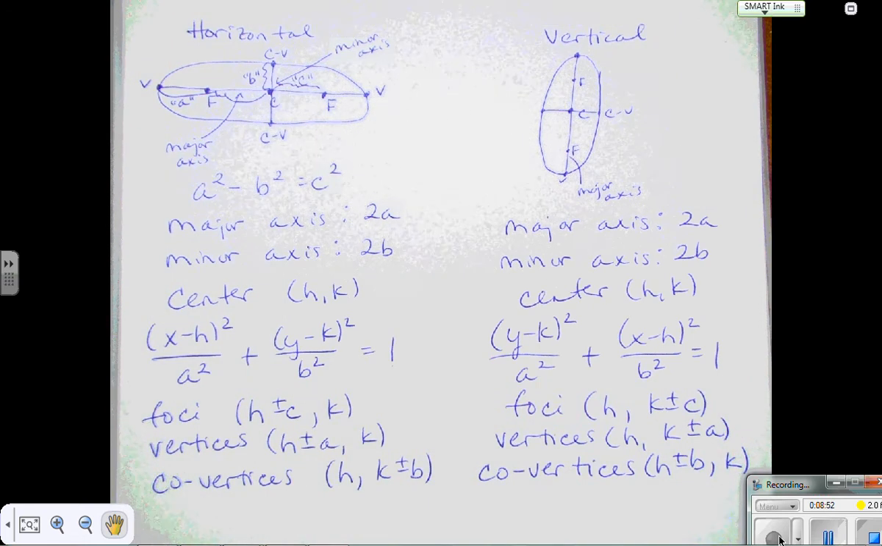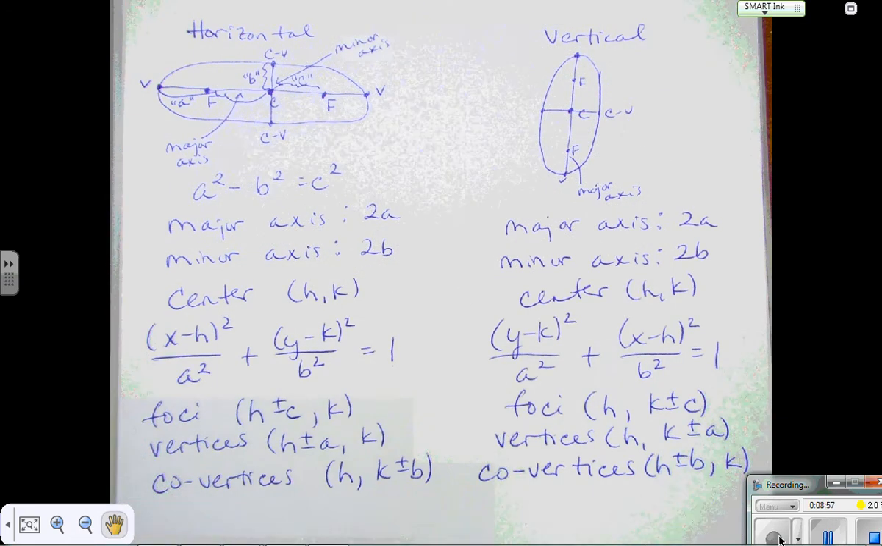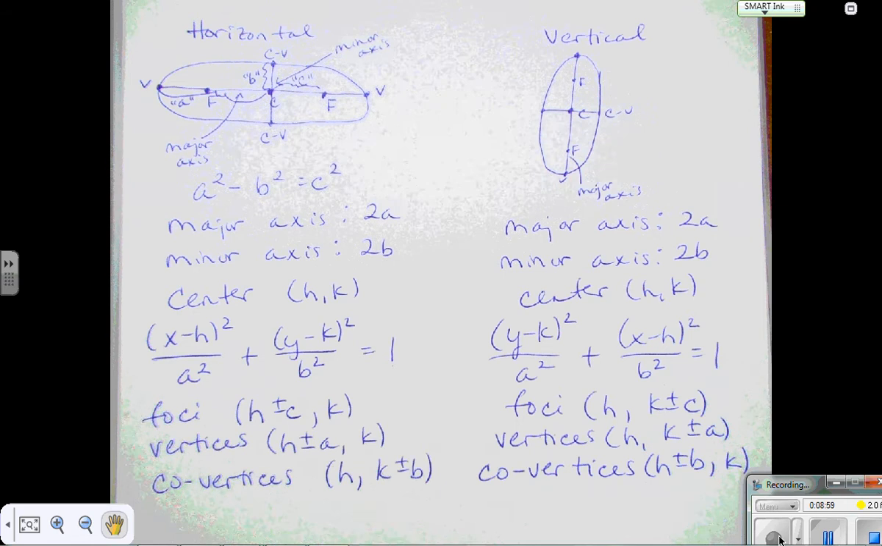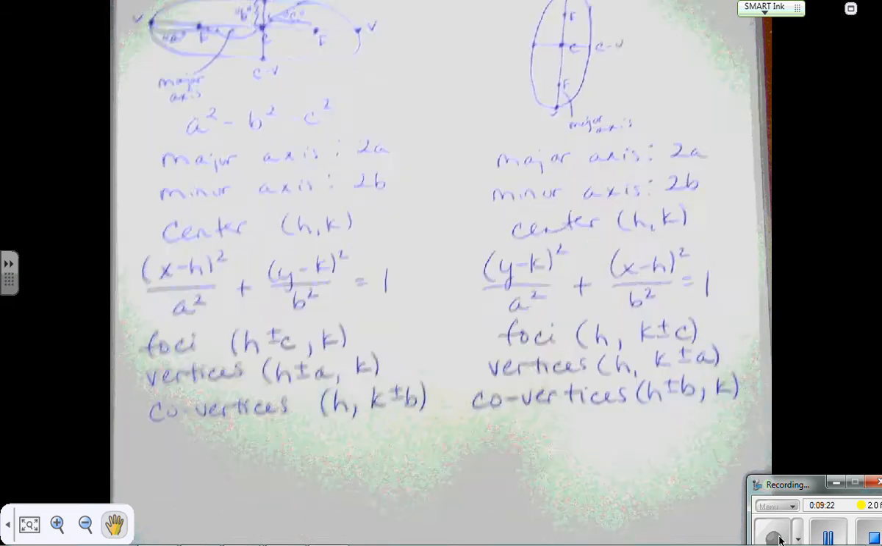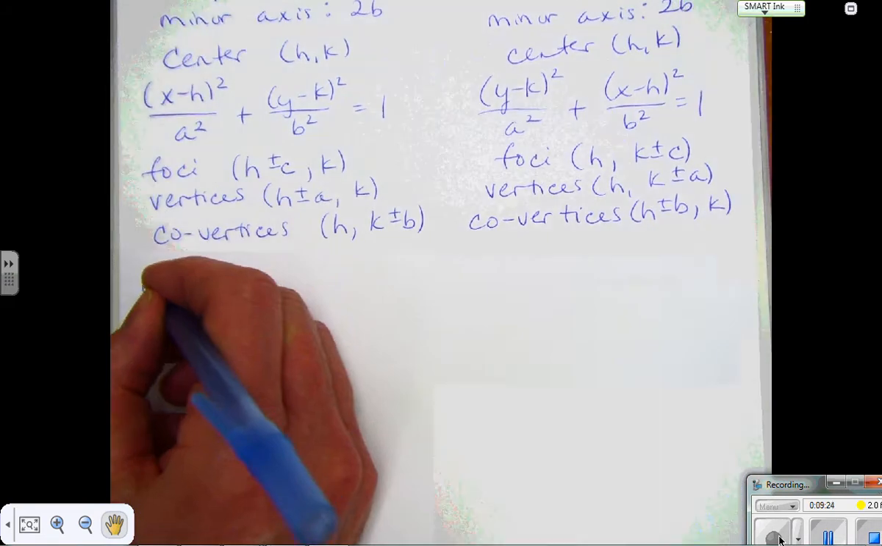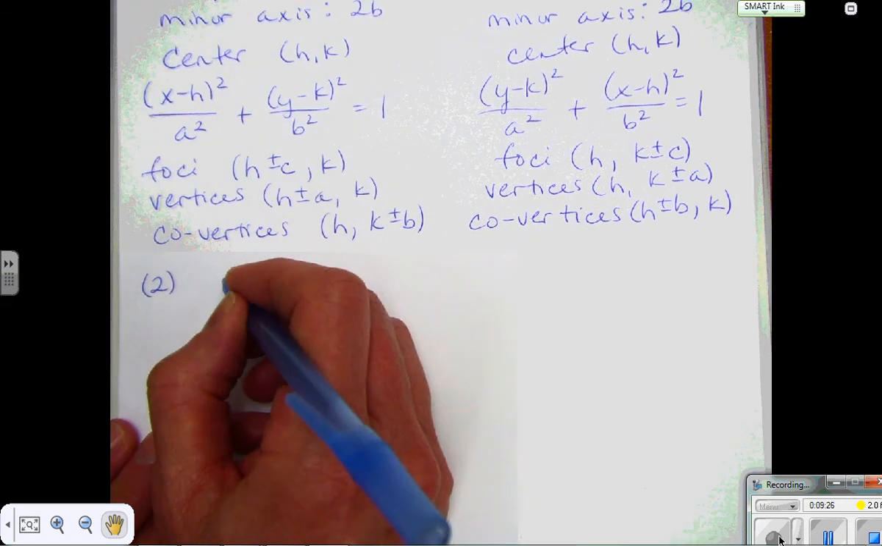Any questions? Okay, well, let's look at the first problem. It says to give the direction of the major axis, the coordinates of the center, the foci, the vertices, the co-vertices, length of the major axis, and length of the minor axis. Now, you're not going to have to find all of those different things on your assignment. You just need to read the directions. Okay, we're going to do more on these examples than what you're actually going to do on the assignment. So let's look at number 2. Let's go do one that has a different h, k value.